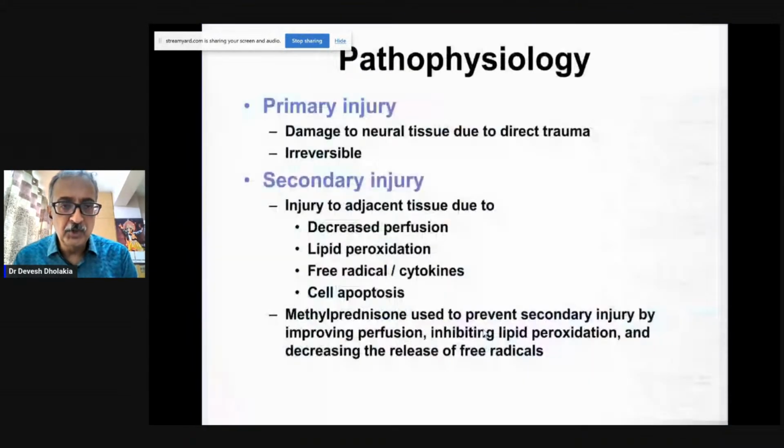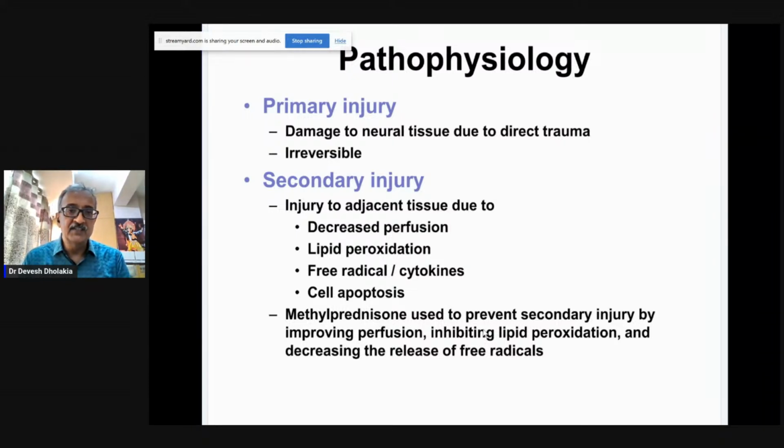There are two ways of having injury to your spinal cord. One is the primary injury, that is damage to the neural tissue due to direct trauma, and this is irreversible. This is a structure so delicate that once you damage your spinal cord, you cannot restore its function. It doesn't regenerate. Unlike other tissues, like bone, which when fractured will heal, the spinal cord is a structure where, even after healing, the function does not come back. Therefore, all this paraplegia, tetraplegia can be permanent to the patient.